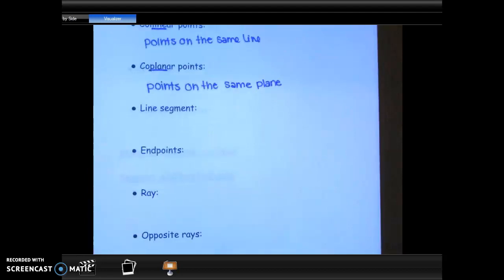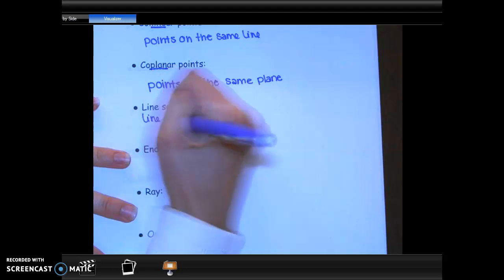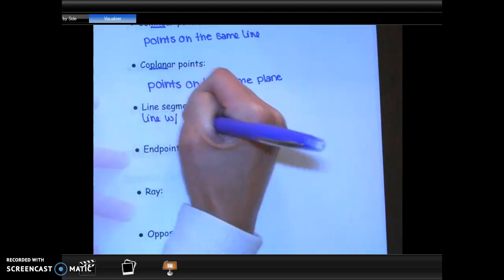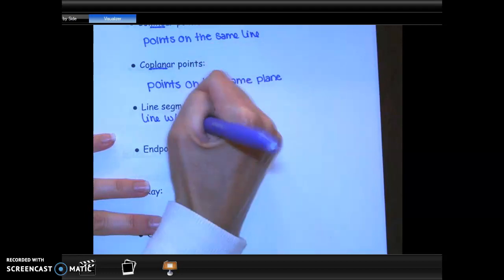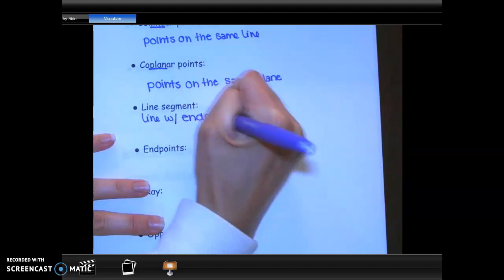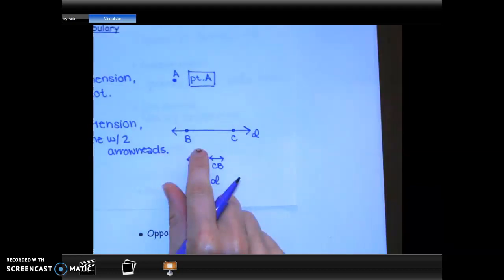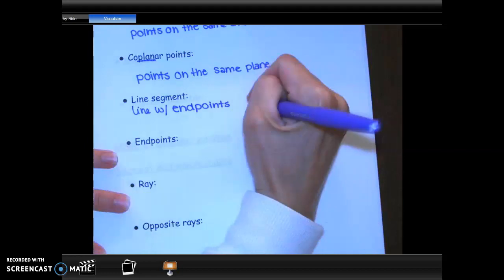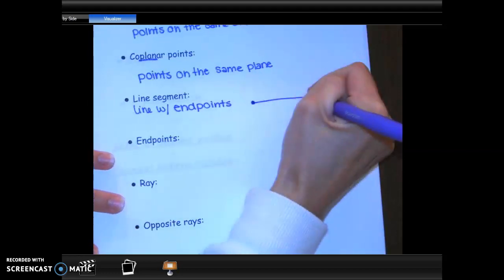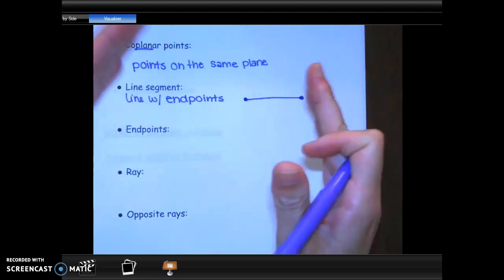Okay? Now, a line segment. This is going to be a line with endpoints. So if you notice a line before had arrows on it, the arrows means it's constant. It means it can continually go left or right in this figure. So endpoints means it's only going to go from here to here, and that creates a segment. A segment always has a set distance to it, or a set length.